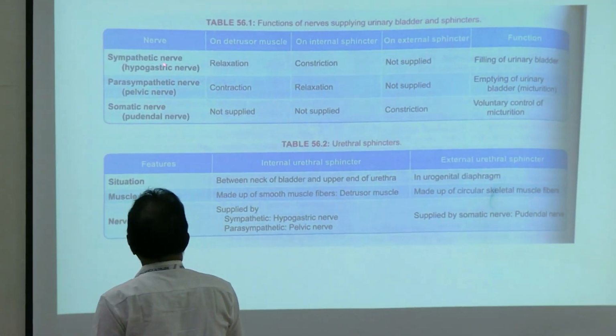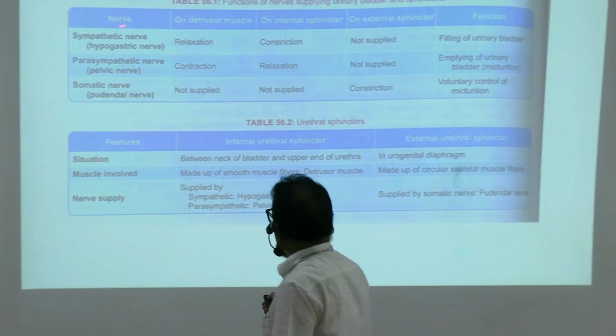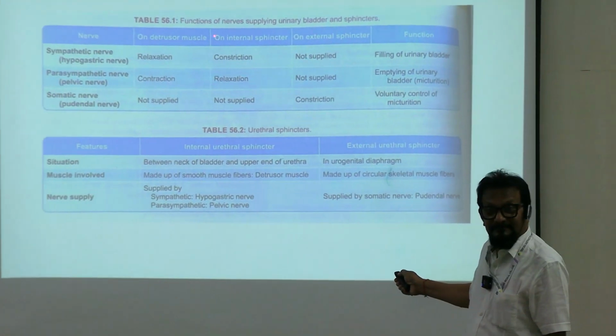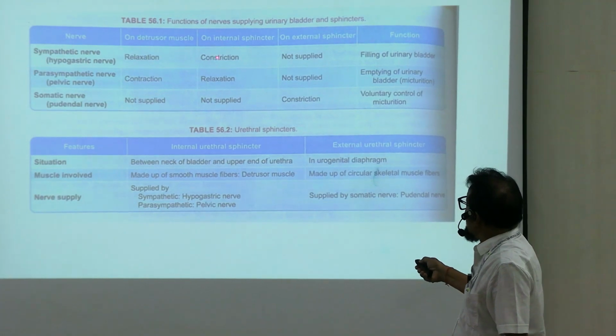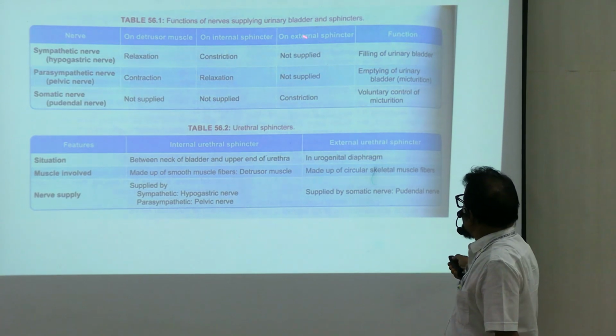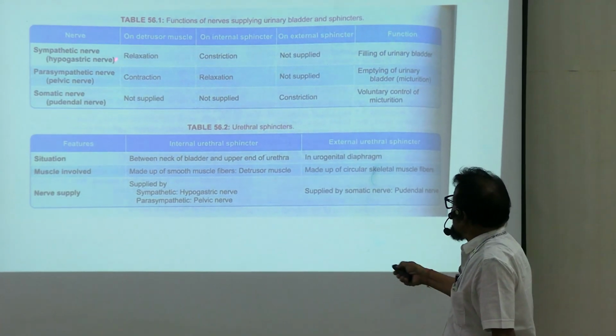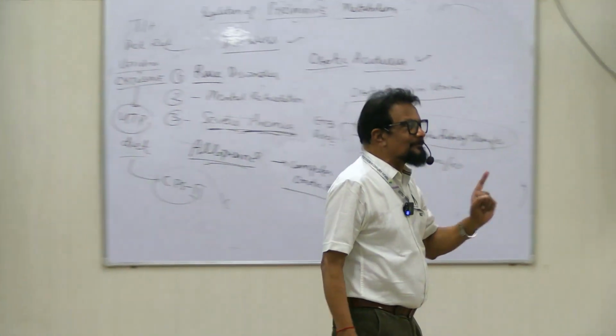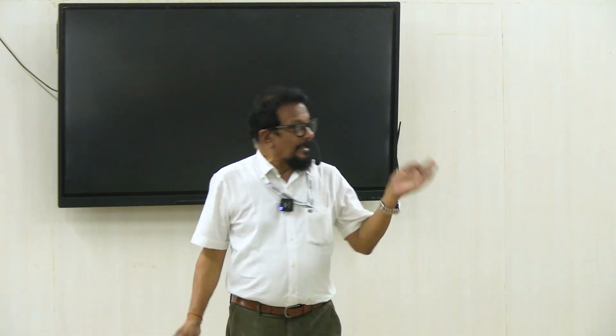Sympathetic nervous system, the nerve is the hypogastric nerve. What is its action on the detrusor muscle? Relaxation. What is its action on the internal sphincter? Constriction. What is its action on the external sphincter? I said the external sphincter is not supplied by any of the autonomic nervous system. It is only supplied by the somatic nervous system. So they have nothing to do with the external sphincter. So that's why no innervation.